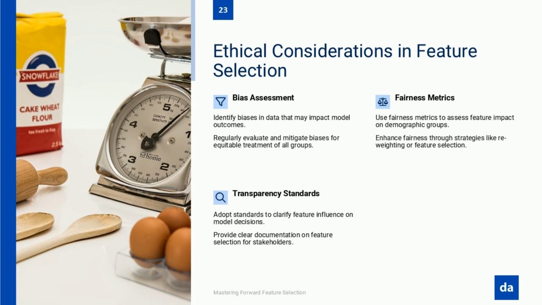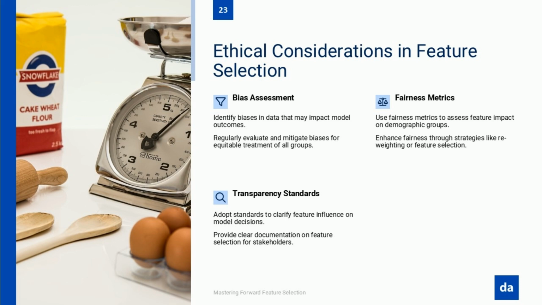One of the biggest risks: bias in feature selection. If our dataset contains historical biases, say in loan approvals or job applications, forward feature selection might unknowingly prioritize features that reflect those biases. For example, if a hiring model selects zip code as an important feature, it might be making decisions based on socioeconomic background rather than actual qualifications. Without careful oversight, feature selection can automate discrimination instead of eliminating it.